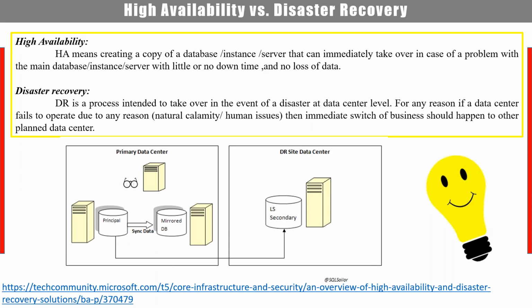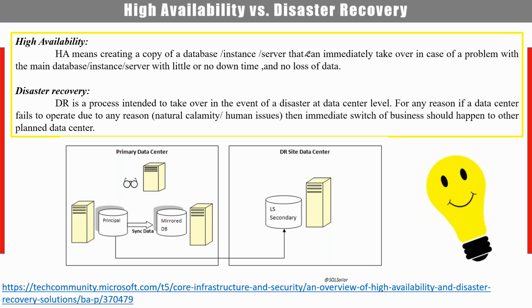HA stands for high availability, DR stands for disaster recovery. What is high availability? Very simple, I don't want to make it complex, so I made it in simple terms. HA means creating a copy of a database, instance, or server that can immediately take over in case of a problem with the main database, instance, or server, with little or no downtime and no loss of data.